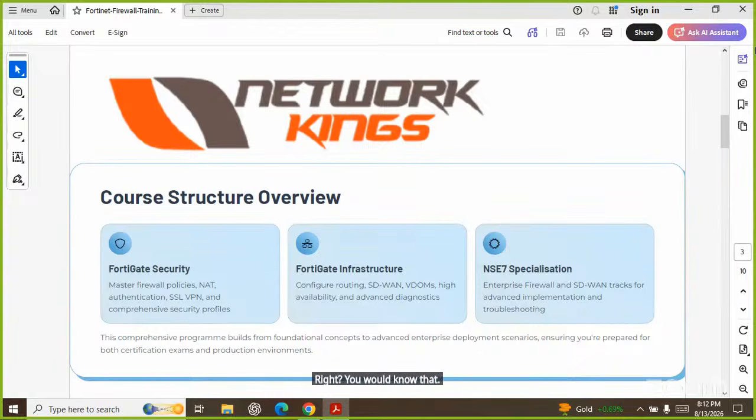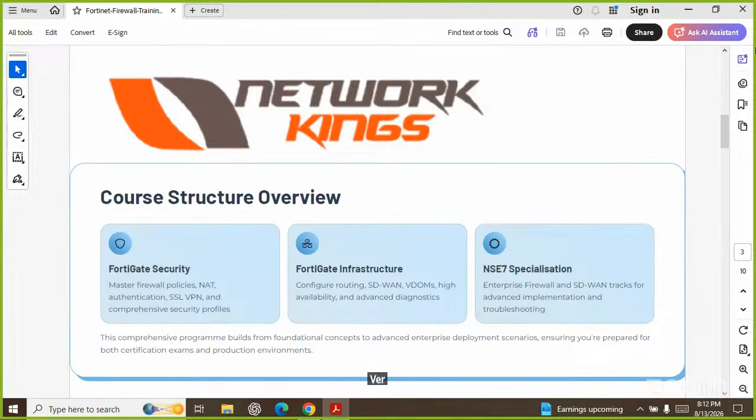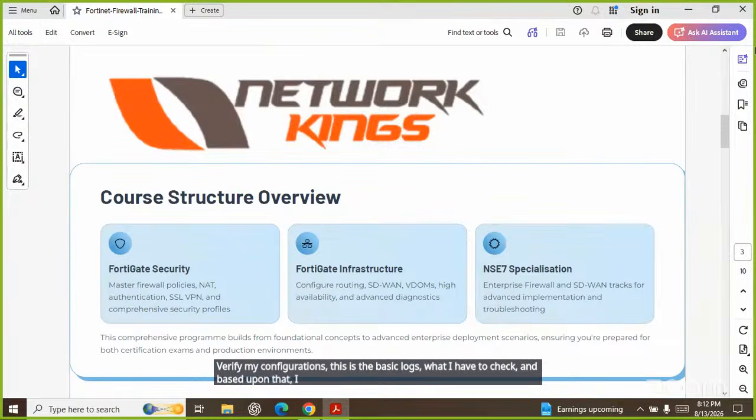The inside functioning. Okay, and I'm just giving VPN as an example. You can take it in terms of the UTM features also. Like if a website is not getting blocked by the web filter, if you are an NSE 4 guy, you would be able to know that, okay, this is where I have to verify my configurations. These are the basic logs I have to check. And based upon that, I have to take so and so action.